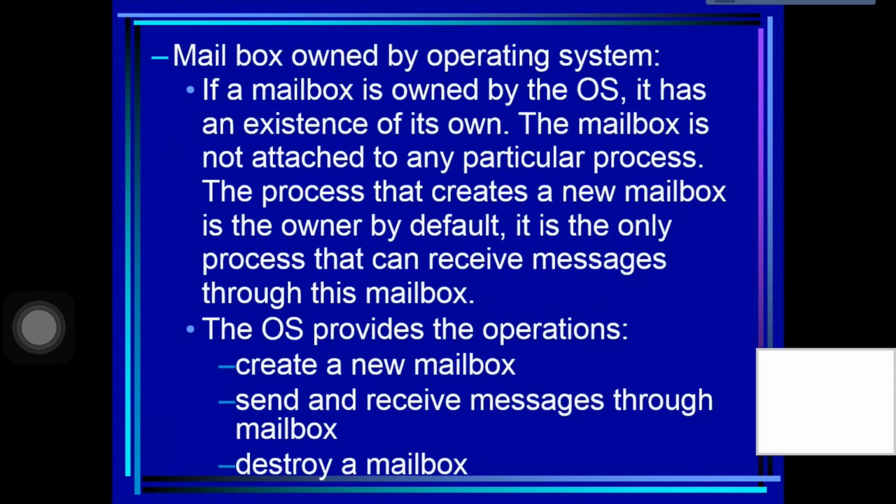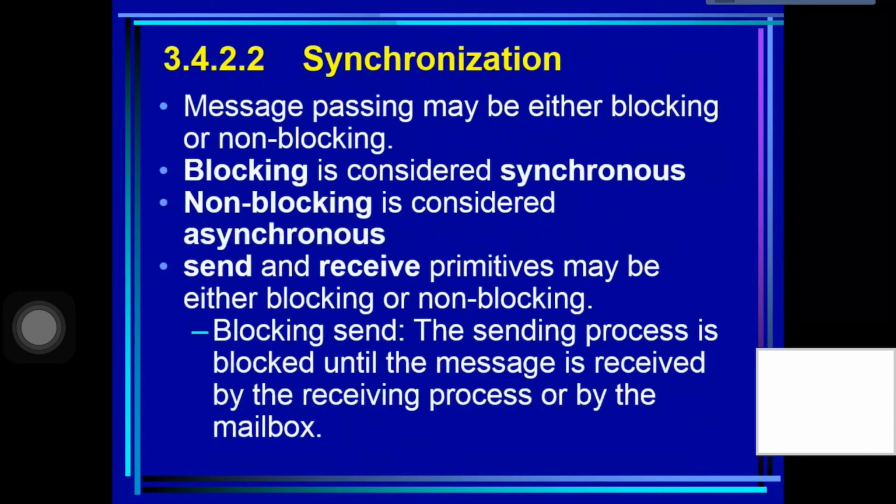Any process that subsequently sends a message to this mailbox must be notified that the mailbox no longer exists. In contrast, a mailbox that is owned by the operating system has an existence of its own. It is independent and is not attached to any particular process. The operating system then must provide a mechanism that allows a process to do the following: create a new mailbox, send and receive messages through the mailbox, and delete a mailbox.